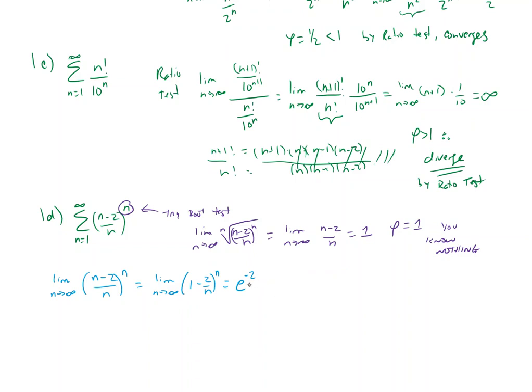So this e to the negative 2, this is what the sequence is approaching. The limit, as n goes to infinity, of a sub n doesn't equal 0. It equals 1 over e squared. Therefore, this is diverging by the divergent test.